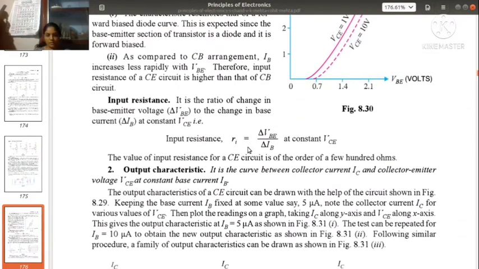Now the input resistance of this configuration can be measured as VBE by IB, because V by I gives you R according to Ohm's law. The input voltage is VBE and the input current is IB, and the ratio of the change in these values gives you the input resistance at constant VCE. This is the input resistance.